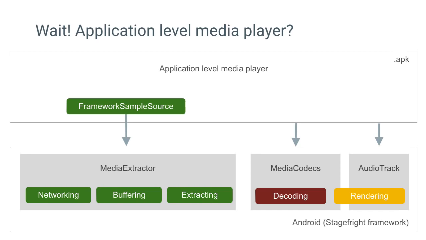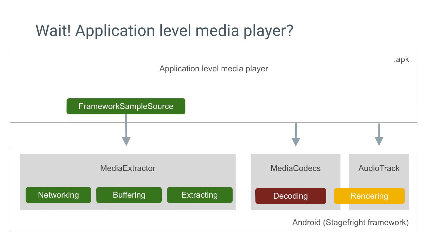First, we have to download container data from the internet. Then we have to buffer this data until we really need it. And once we need the data, we need to extract audio and video samples out of the container. When we have those audio and video samples, they are still encoded, so we can't really render those.